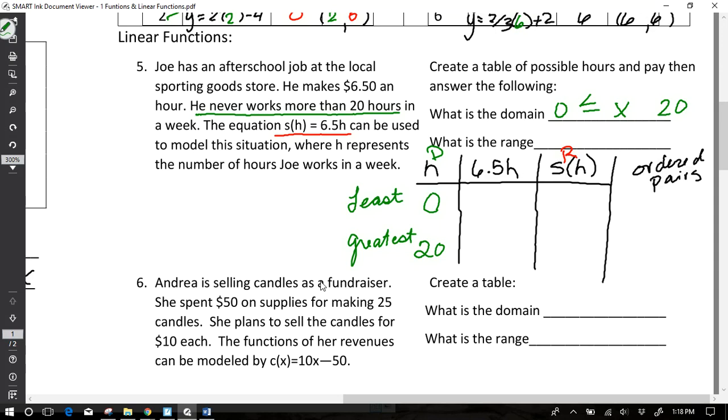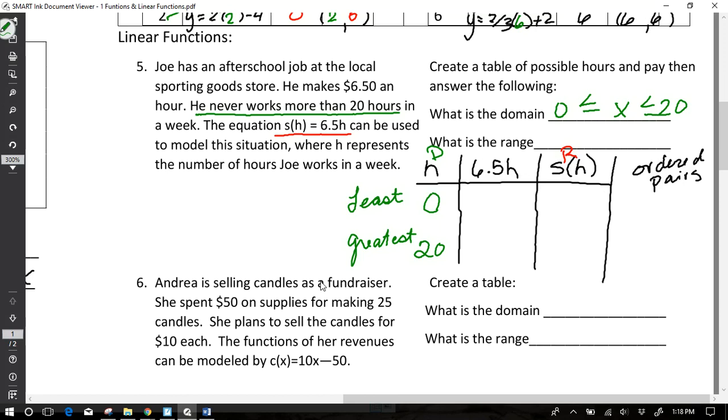Or x could be less than or equal to 20. And that's how you represent your domain when it is all possible different representations. We don't want to go through and list every single one.